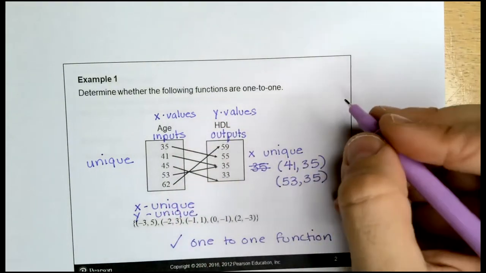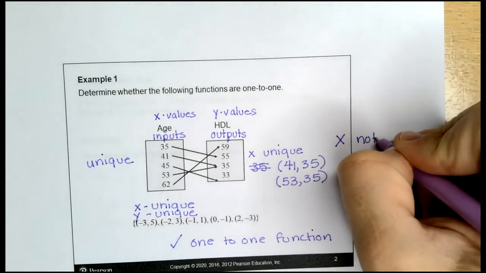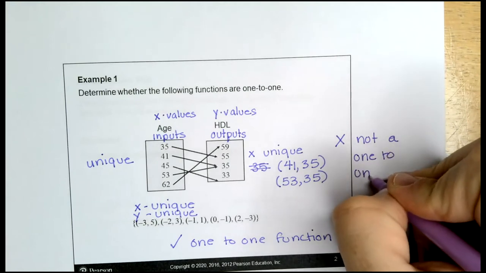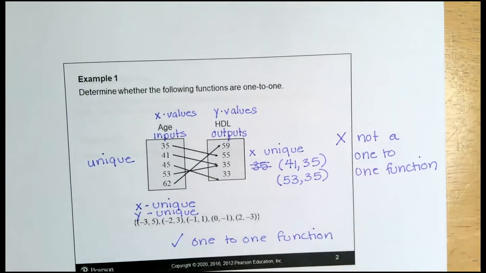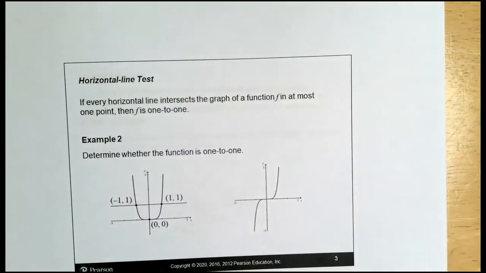This one is not a 1-to-1 function. Okay. The mapping is not one-to-one. The ordered pairs is an example of a one-to-one function.